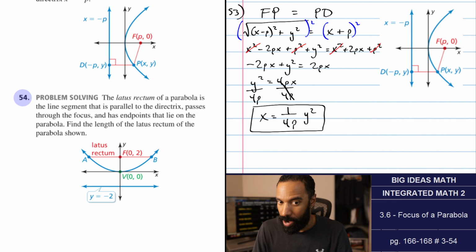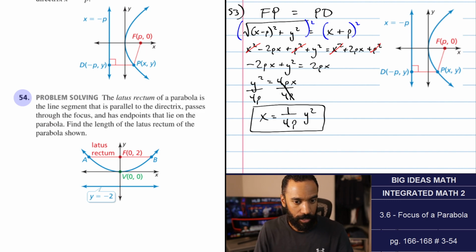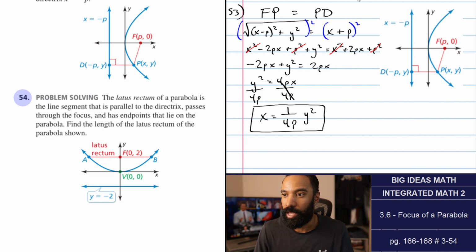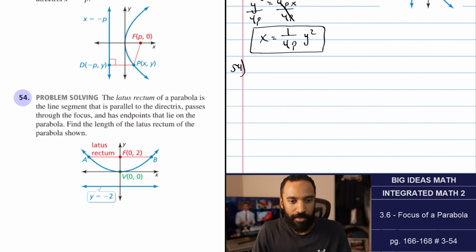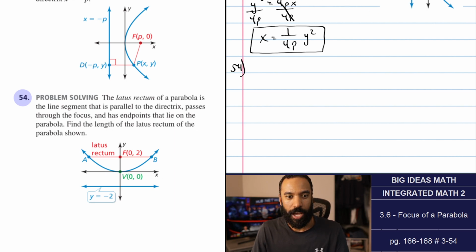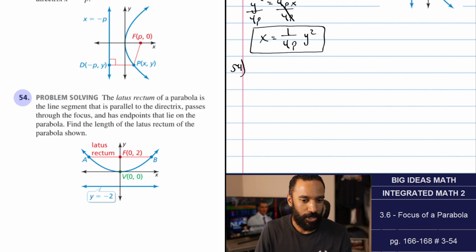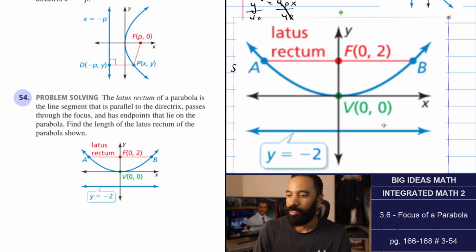The latus rectum of a parabola is the line segment that is parallel to the directrix. I didn't even know this. I didn't know its name, so this is new for me. It passes through the focus and its endpoints lie on the parabola. Find the length of the latus rectum of the parabola shown. Okay, so let's copy and paste that. I'm done drawing things if I don't need to, if they have something for me.